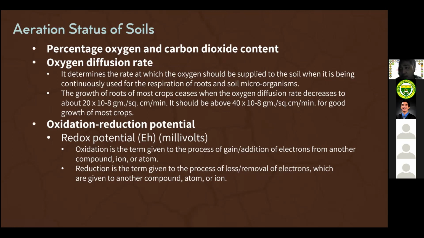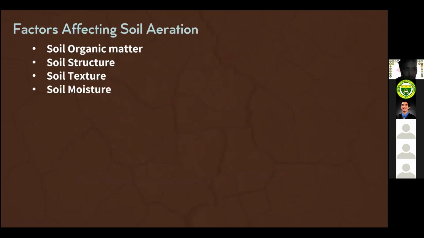Like for example, di ba, pagka yung soil natin, when we say soil is in reduced condition, ibig sabihin siya ay saturated or waterlogged yung soil natin. Then once na dehydrate yung soil natin, doon na nagkakaroon ng oxidation process. So that can also be used to determine the status of soil aeration.